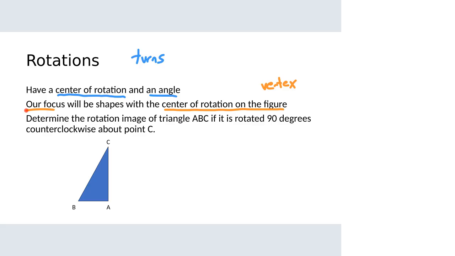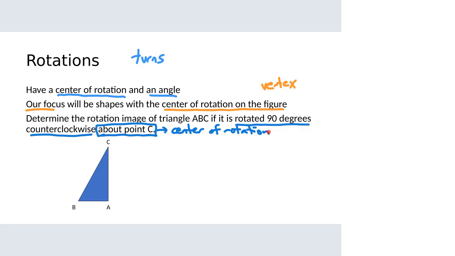So we've got triangle ABC down there, and this says determine the rotation image of triangle ABC if it is rotated 90 degrees counterclockwise about point C. Okay, there's already way more information in this than we've seen before. So we're going to rotate 90 degrees counterclockwise about point C. Since we're rotating about point C, that is going to be our center of rotation. That means that point is not going to move.